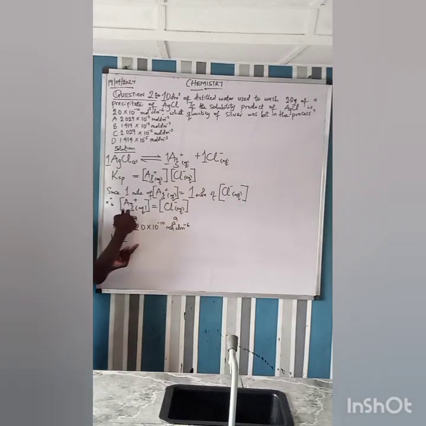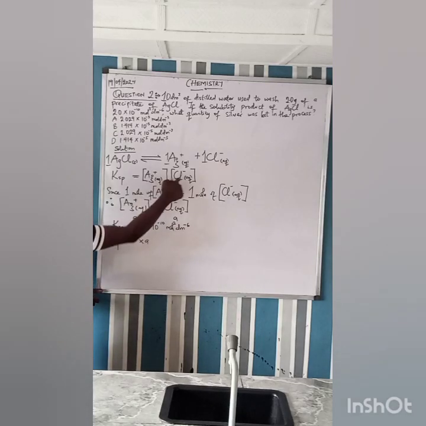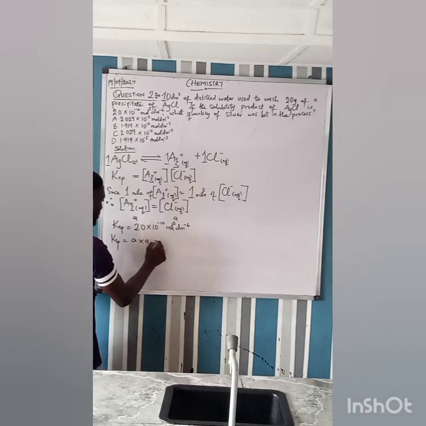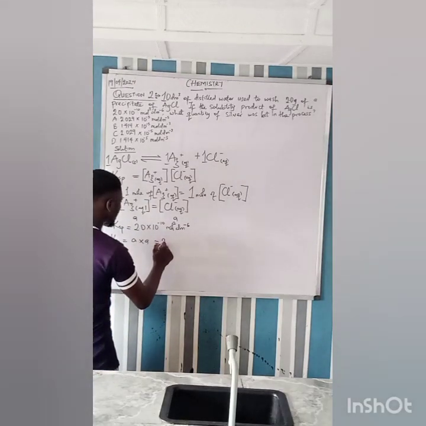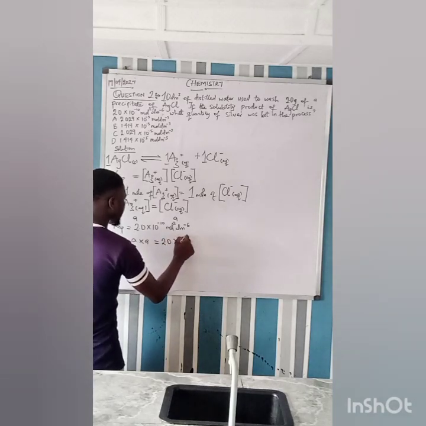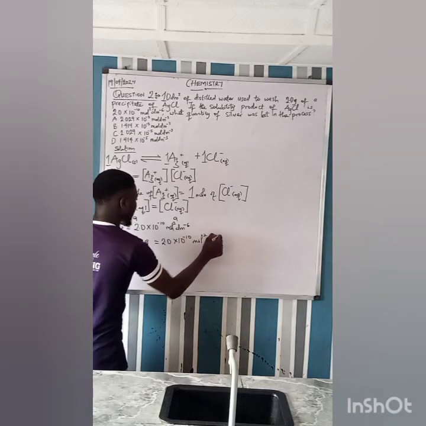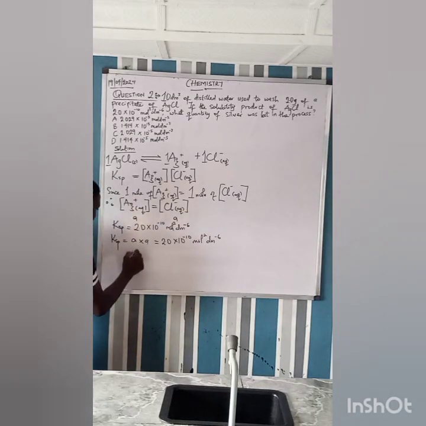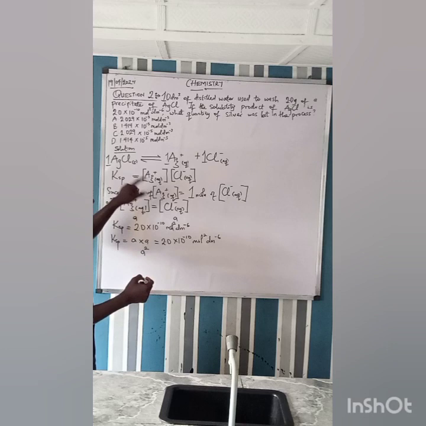So we can now, since we say that this and this are the same, they are equal, we can take them as A and A. So we can say that this is equal to A times A to replace this here, which is also equal to the solubility product, that is 2.0 times 10 raised to the power of minus 10 mole squared per dm raised to the power of 6. So this one gives us A squared, and we need to know only A, which is going to be the solubility of silver ion.